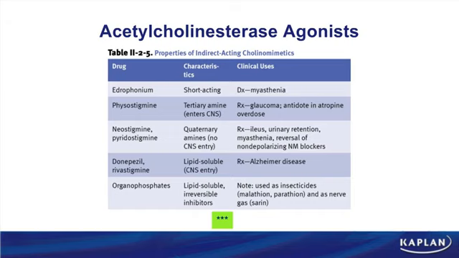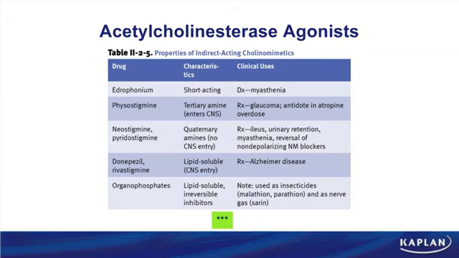For your step 1 exam, this is a very, very important list of drugs. Many different uses for these drugs, many different properties that we have to be aware of. Let's start with edrophonium. Edrophonium is a short-acting drug used as a diagnostic for myasthenia gravis.